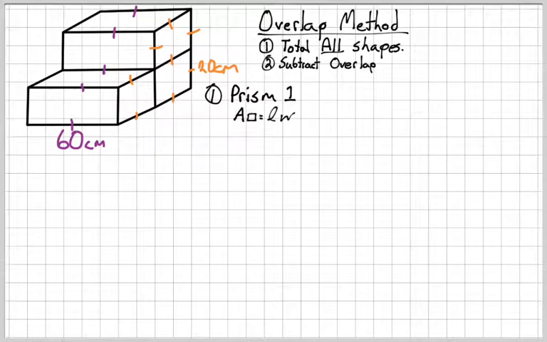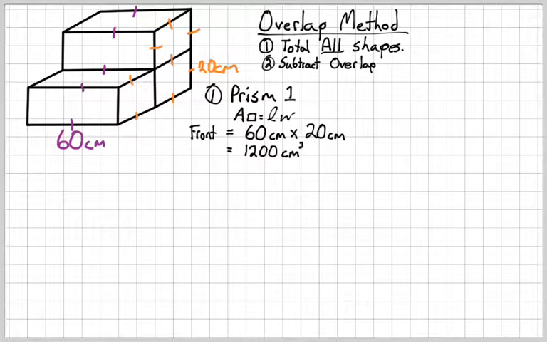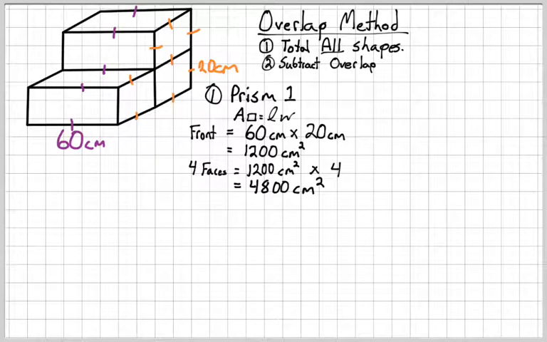So we'll calculate for the first prism. We'll call this the front prism. We know that the area of a square or a rectangle is length times width, so I'm going to use that formula. My front face is 60 centimeters by 20 centimeters, which multiplied together gives me 1200 centimeters squared. I have 4 of these faces, so I multiply that times 4 and get 4,800 centimeters squared.